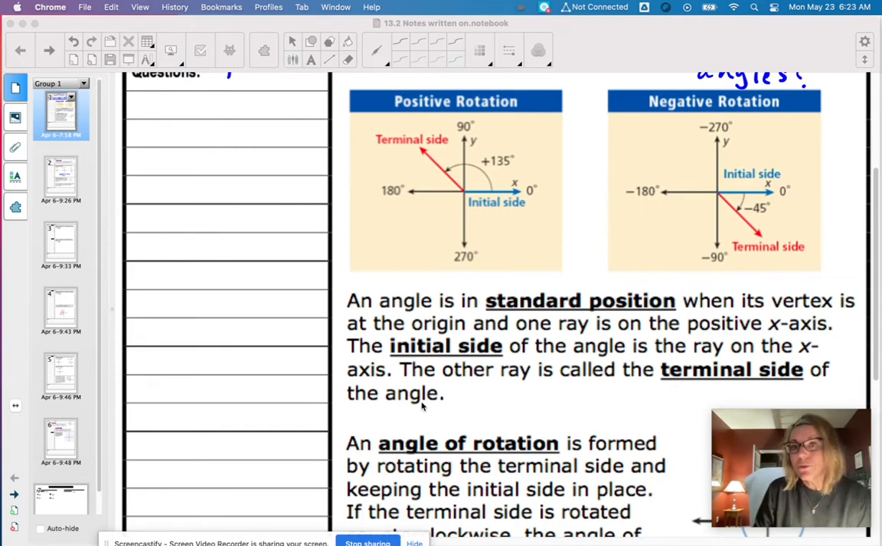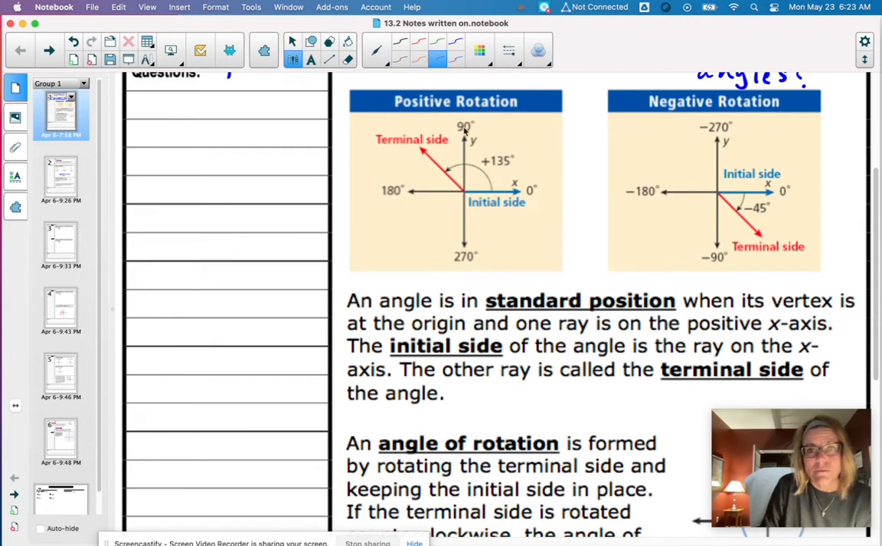We're going to talk about positive rotation and negative rotation. I'm going to read below here. An angle is in standard position when its vertex is at the origin. This is the origin. And one ray is on the positive x-axis. This is called a ray on the positive x-axis.